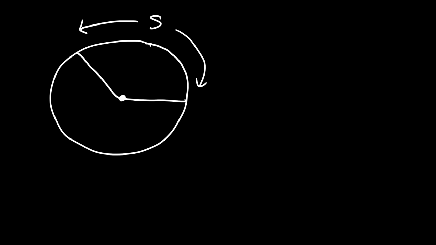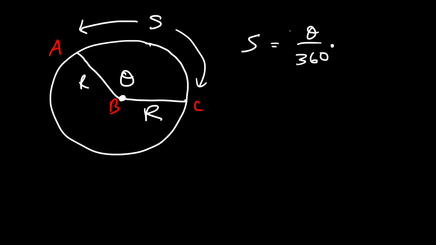Now there's two more formulas that I want to mention. So let's say this is the center of the circle, and we wish to calculate the arc length, which is represented by the symbol S. And that is from point A to point C, where B is the center of the circle. And let's say we have theta in degrees, and we know the radius of the circle, which is BC and AB. The arc length is going to be theta divided by 360, where theta is in degrees, not in radians, times the circumference of the circle, which is 2 pi r.